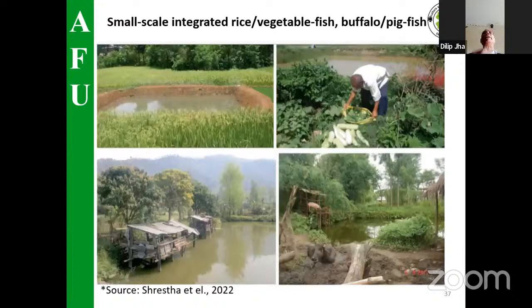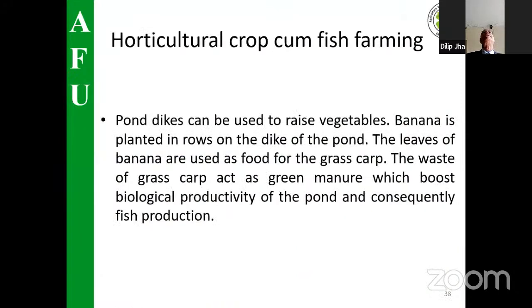So see, a small scale integrated rice, vegetable, fish, buffalo, pig, fish, and others. In the Nepalese one, somewhere there are piggeries and others, but some of the ethnic groups don't like pig. So mostly rice and others, then vegetables. So horticultural crops come with fish farming.